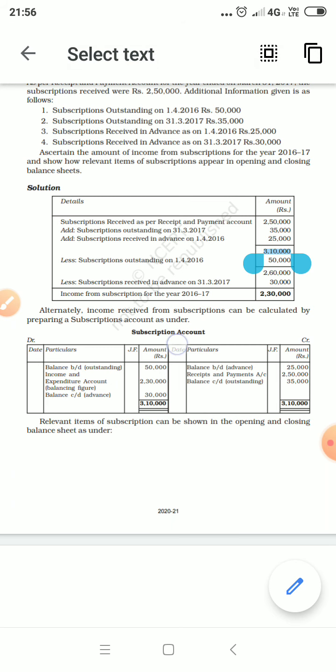Alternately, income received from subscription can also be calculated by preparing a subscription account. I am not going to explain this. Any student who has an individual doubt, you can approach me. I will explain this to you, because I want all of you to stick on to one formula which I have explained in the first slide.